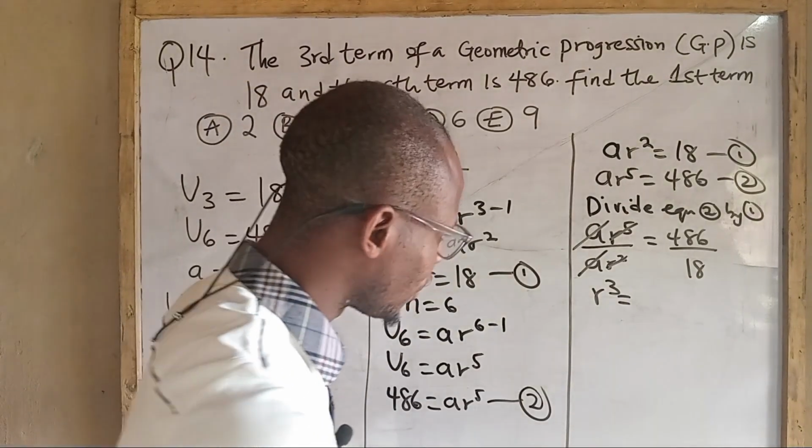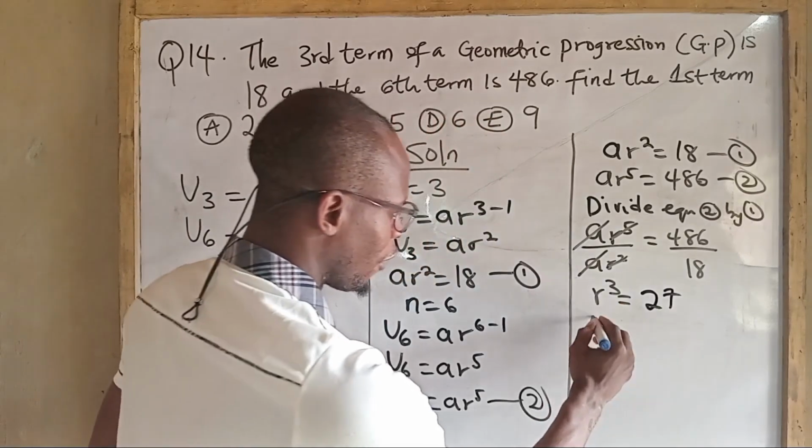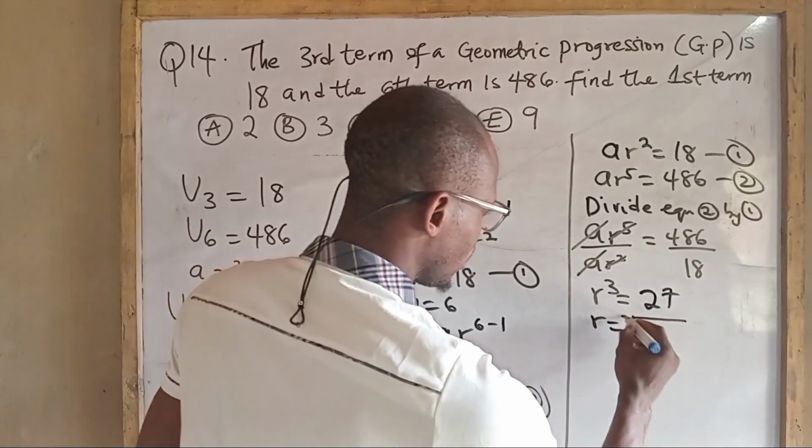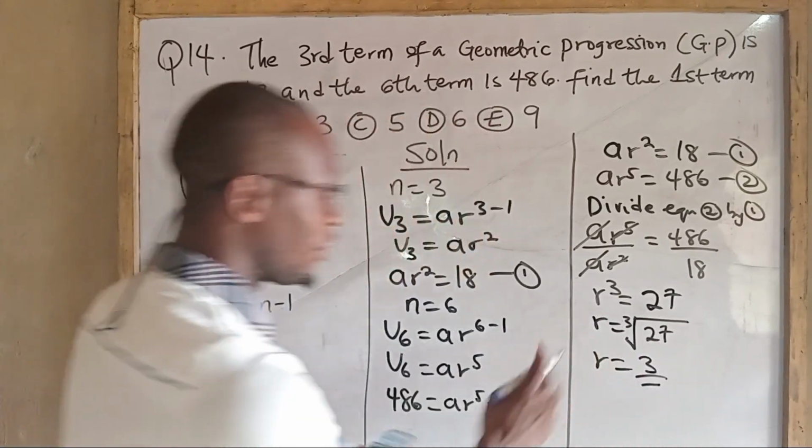I have 27. So this is 27. So this is a cube, so we find the cube root of both sides. Cube root of 27, and the cube root of 27 will give us 3. So we have the value of r now.